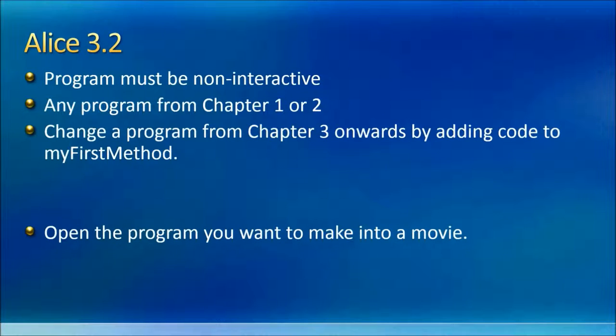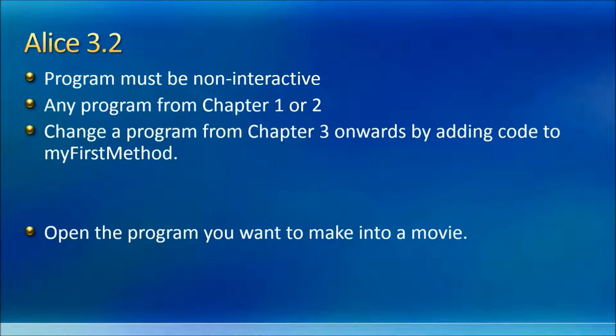In order to make an Alice program into a video, the first thing you need to make sure is that the program must be non-interactive. That means any program from chapter 1 or 2. If your program is interactive, that is from chapter 3 onwards, change your program by adding code to my first method. Now let's see an example.